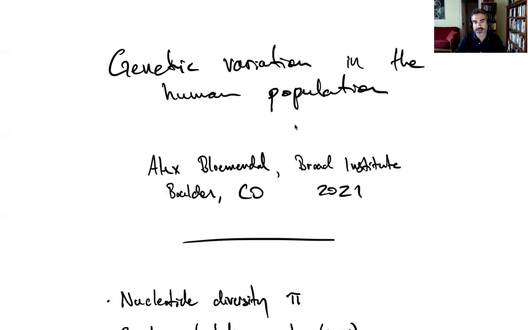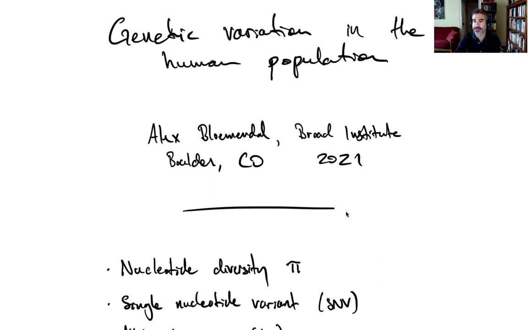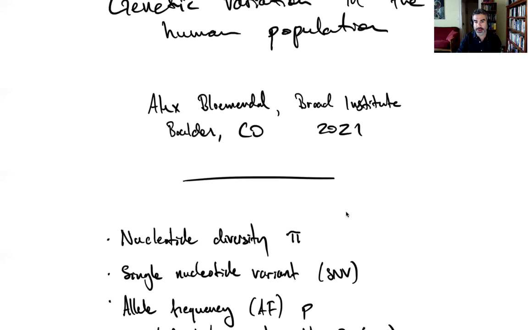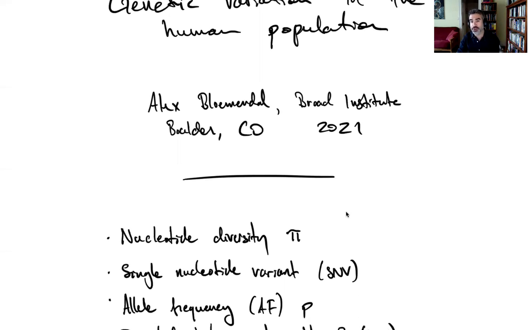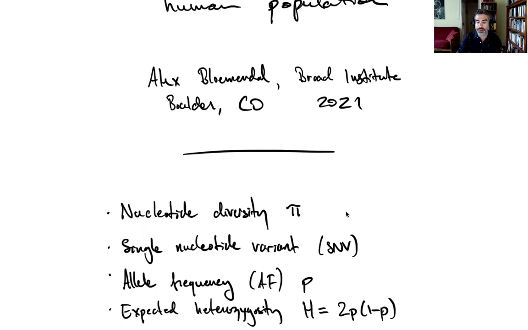Nucleotide diversity is typically denoted pi. Multiplying by the length of a genomic sequence gives the expected number of differences. To see how it might be estimated, let's think about a single site where there's a biallelic single nucleotide variant. If the frequency of one of the alleles is p, then the probability that two random copies in the population differ is 2p(1 - p), a quantity known as the expected heterozygosity.